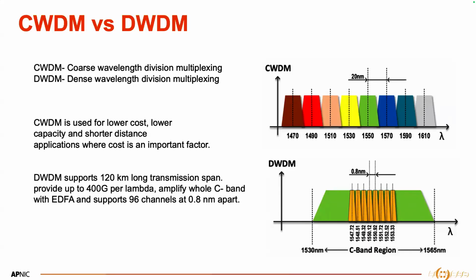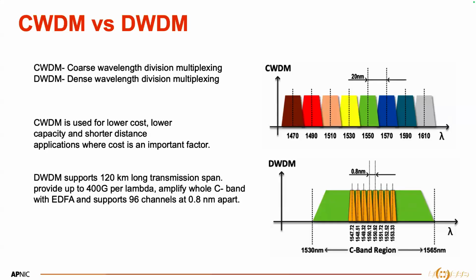So what is CWDM and DWDM? When the wavelengths are taken in such a way that there is a 20 nanometer gap between two consecutive wavelengths, we call it CWDM. CWDM is used for shorter distance, cheaper solution, and lower capacity.